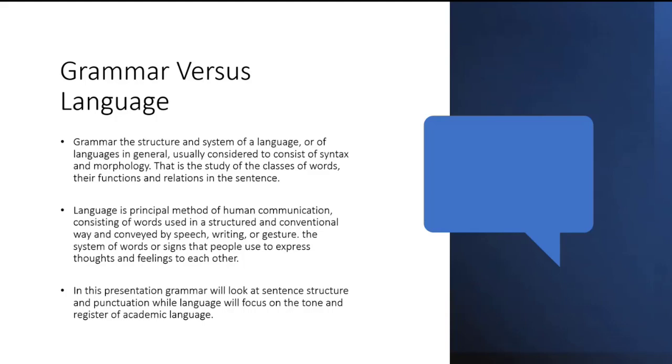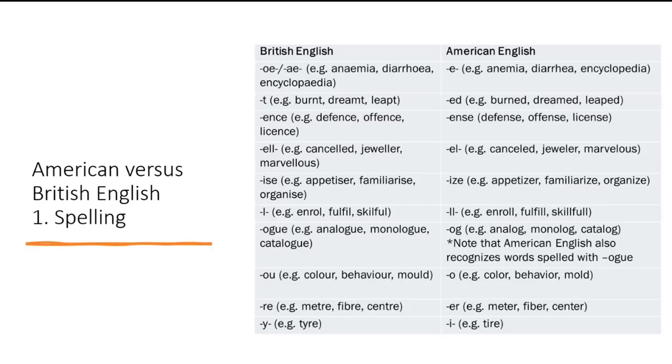So in the presentation, grammar will look at sentence structure and punctuation, while language will focus on the tone and the register of your academic language. Because grammar and language really consist of a lot, today's presentation will focus on these four. For grammar, we'll look at sentence structures and punctuation, and for language, we're going to look at the tone and the register of your academic writing.